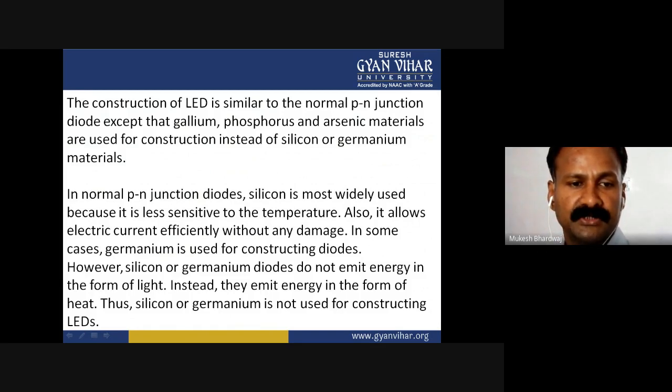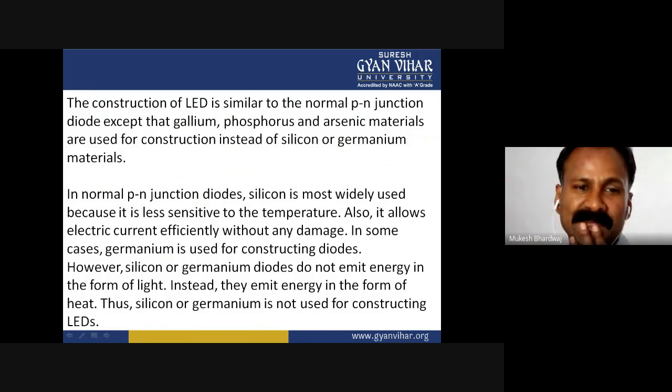In some cases, germanium is used for constructing diodes. However, silicon or germanium diodes do not emit energy in the form of light. Instead, they emit energy in the form of heat. So, silicon or germanium is not used for constructing LEDs.